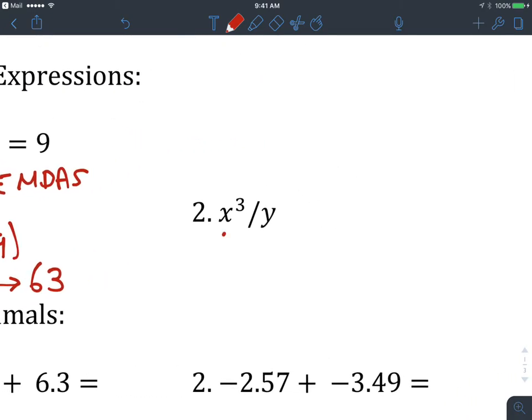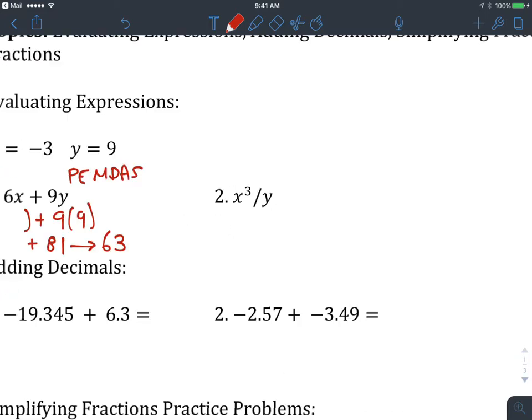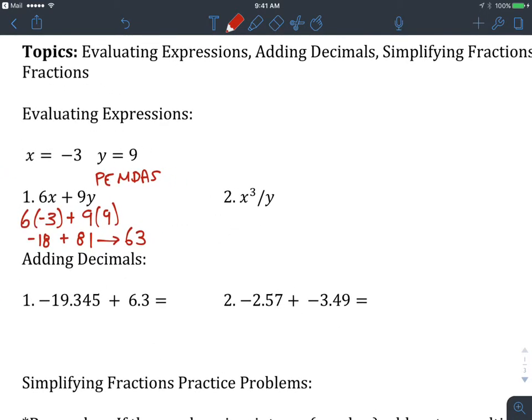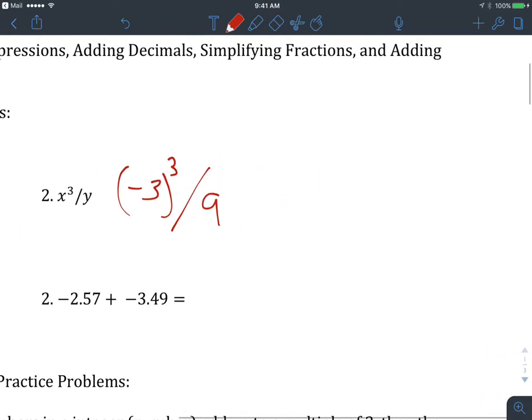Everybody makes mistakes. Now for 2, same thing, x is going to be equal to -3 and y is equal to 9. So here we have x, which is -3, to the power of 3, over y, which is 9. Remember that over is the same thing as divide, so we're going to be dividing in this case. Now -3 to the power of 3 we're going to do first because PEMDAS tells us to do exponents before we do any division. -3 to the power of 3, this exponent tells us how many times we're going to multiply the base by itself. So this is -3 times -3 times -3.